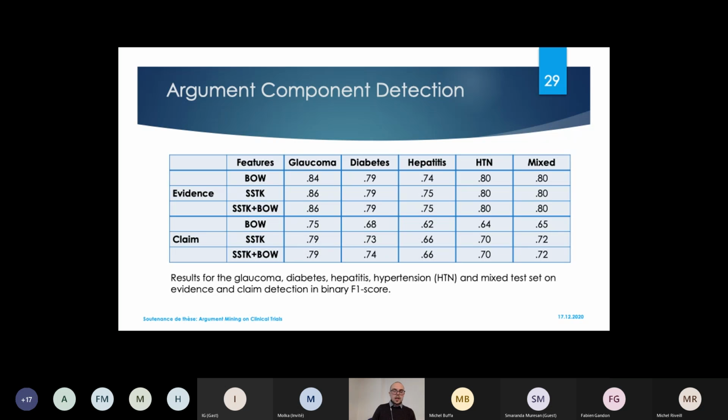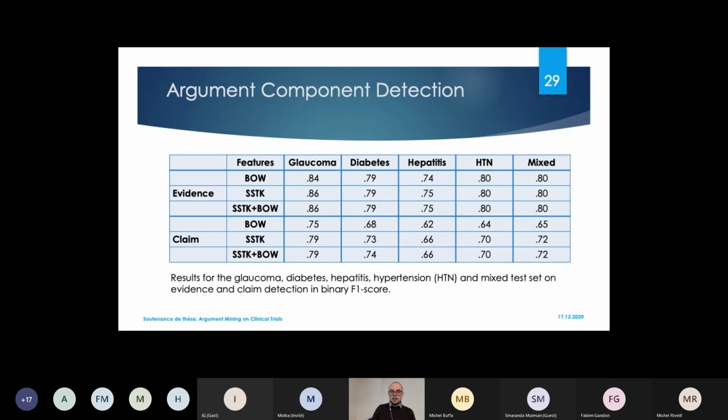In general, the models were trained on the glaucoma subset and were tested on the various other disease-dependent test sets. And we can see that for the in-domain, so for the glaucoma test set, it has the highest performance. And we can see that the difference between the bag of words and the tree kernels is higher in the claims, which means that claims might have a distinctive syntactic structure compared to evidence. And for evidence, it is actually sufficient to have the vocabulary as a discriminator, like statistical terminology or terminology related to the experimental outcome themselves.